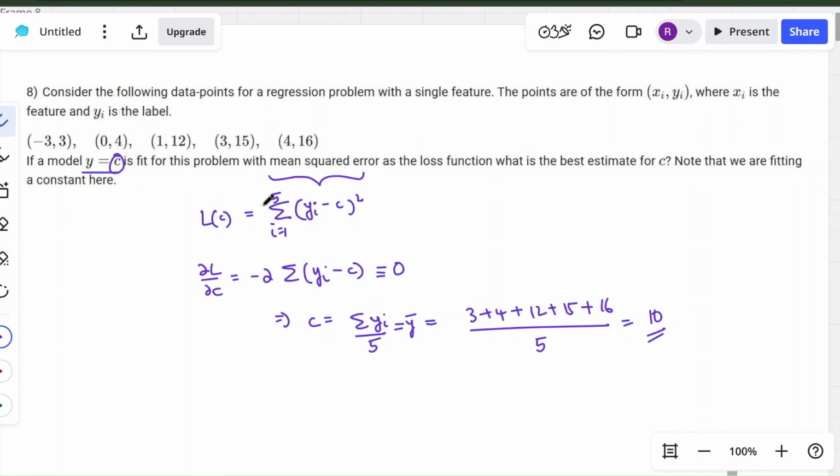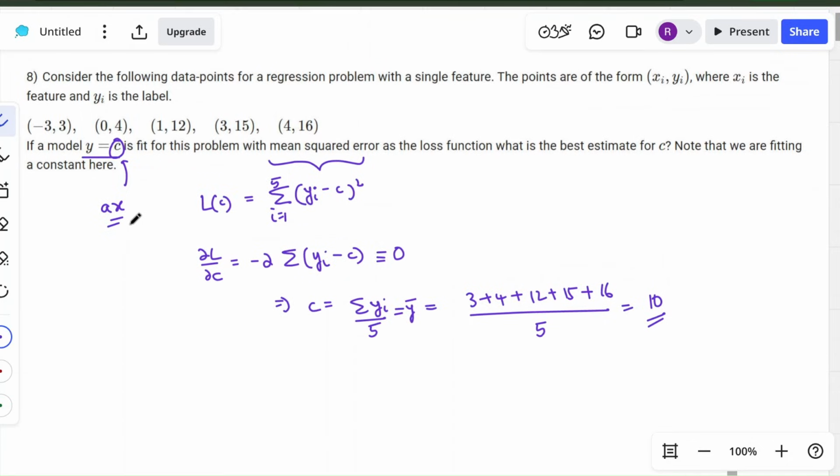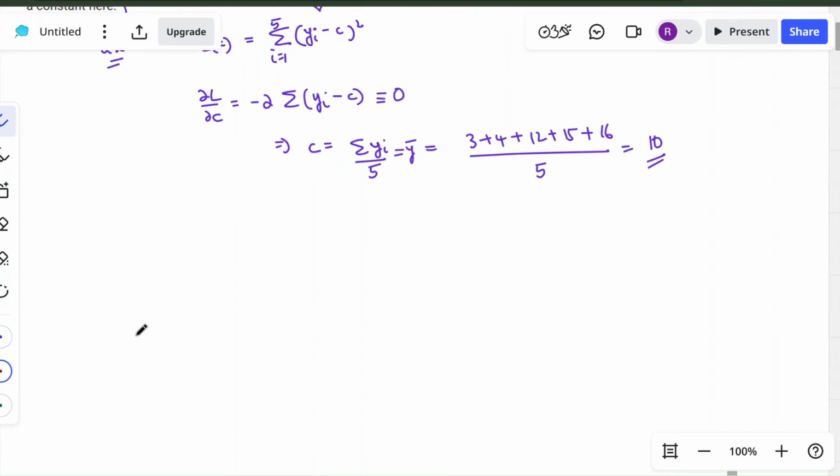Anything of that sort. So in that case, c will be replaced if a model y equal to ax is fit instead of ax plus b, right? What if instead of mean squared error, what if you are given mean absolute error? What if MAE, mean absolute error, is used? So MAE is nothing but summation of absolute value of yi minus c, i running from 1 to n. In that case, what will be the value of c?